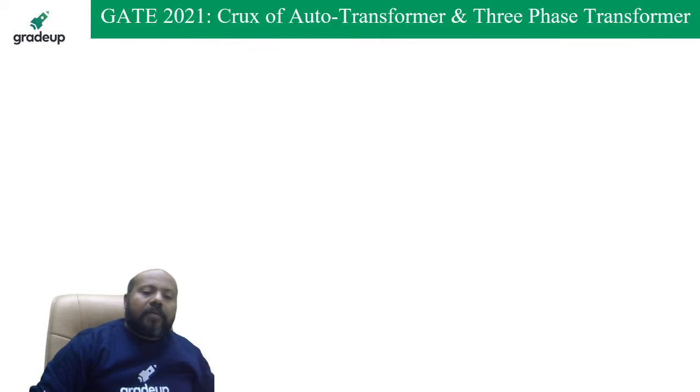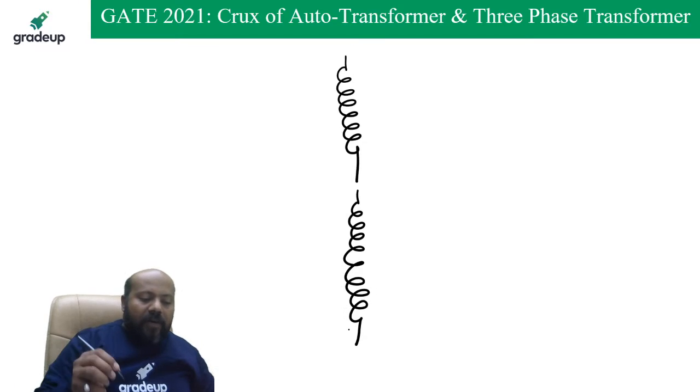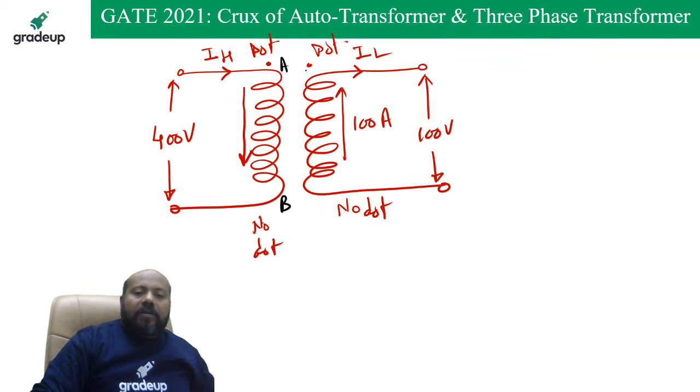Let me do it here. The auto transformer, and he is asking for the maximum kVA rating. Yes. Suppose this is the AB section of the winding and this is CD.